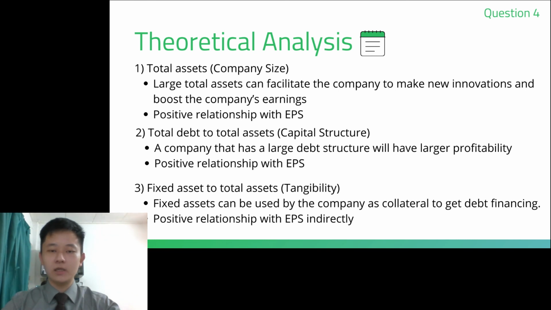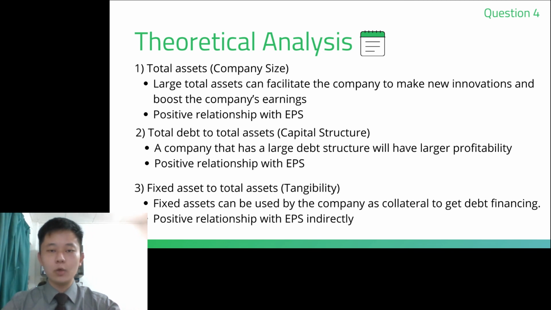For the tangibility, when the companies have more fixed assets, the companies can more easily obtain debt financing as the fixed assets can act as collateral. This means that the company will have a bigger chance to obtain more debt. As we know the relationship between the capital structure and the EPS, this also indicates that the tangibility will have a positive relationship with EPS indirectly.